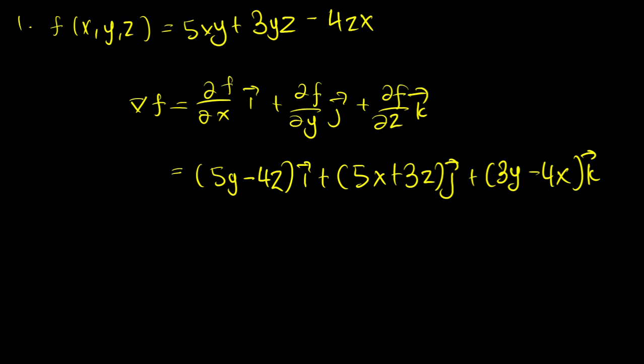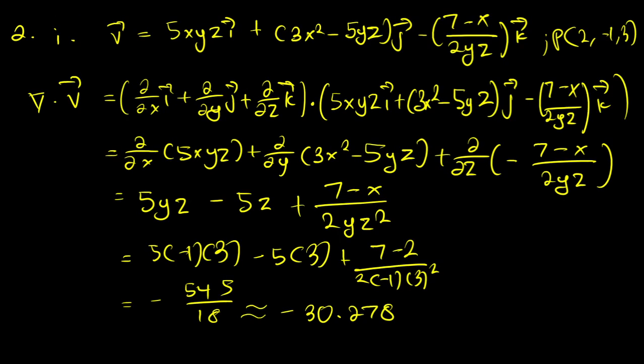We differentiate with respect to x, y, and z. For x, we have 5y minus 4z. For the partial of f with respect to y, we have 5x plus 3z. And the partial of f with respect to z is 3y minus 4x. Then don't forget to include the unit direction vectors.